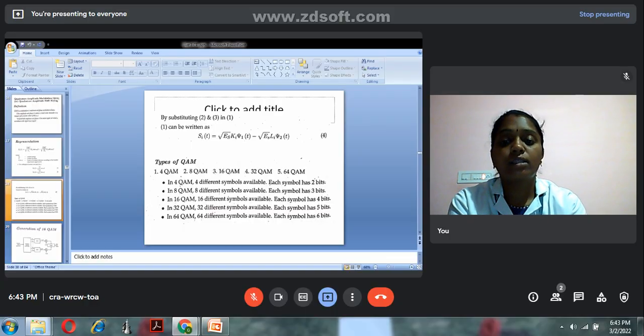And in 32 QAM, 32 different symbols are available. Each symbol has 5 bits. Same as 64 QAM, 64 different symbols are available. Each symbol has 6 bits.